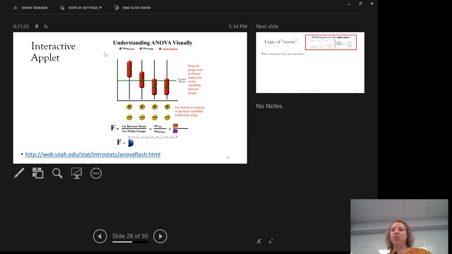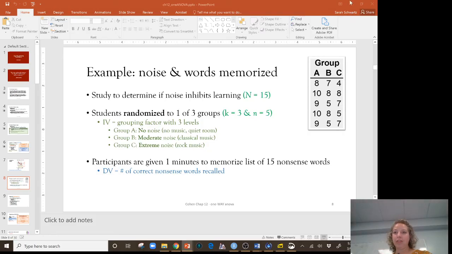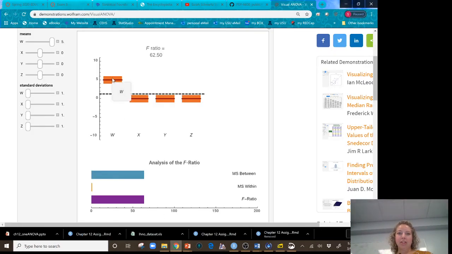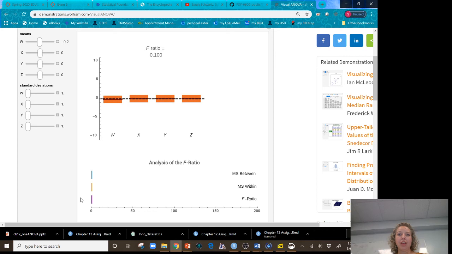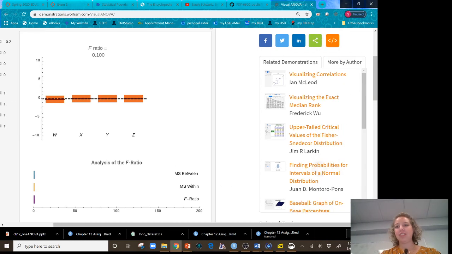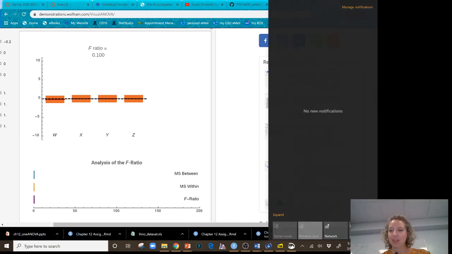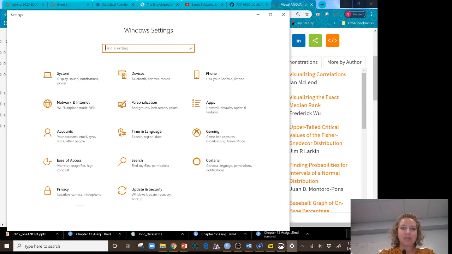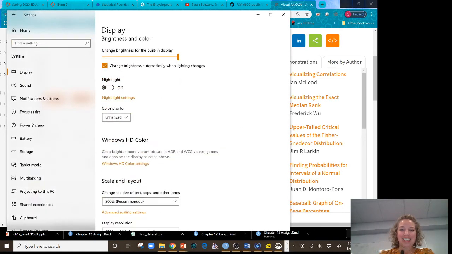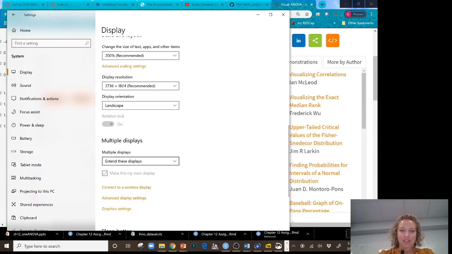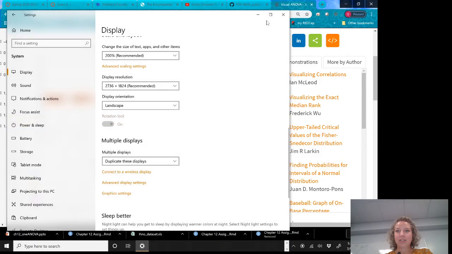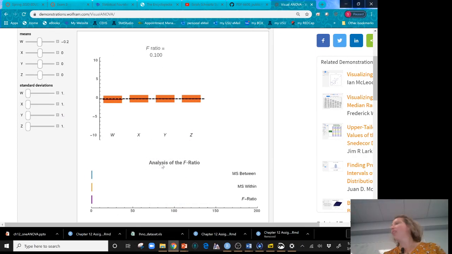Okay, let's go back to our little applet. The one that we found is a little different than that other one, but it works. Okay, let's move this down. Let me put this here. Right now, how different are the group averages? Oh, it's not showing it there. You don't see it. That's not good. It's because it's extending, or it's duplicate. Okay, there we go. Now you can see it.